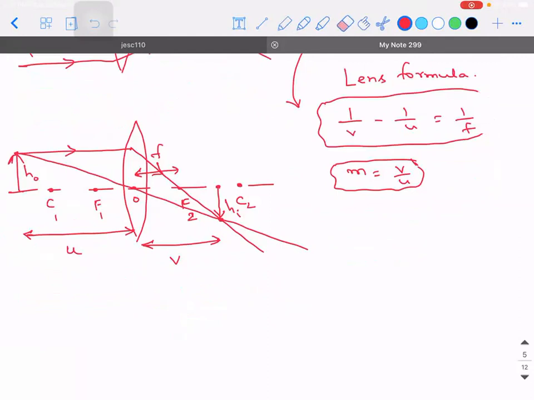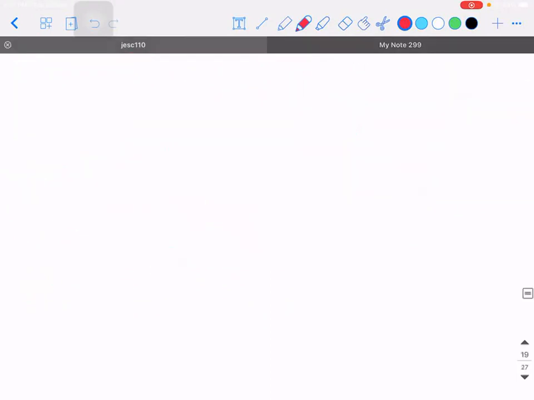What is the other extension that I can do to this formula? This can also be written as, I wrote it for mirror, 1 by f can also be written as 2 by R. This is another way to remember. Make a note of it. Okay. So magnification is equal to V divided by U.